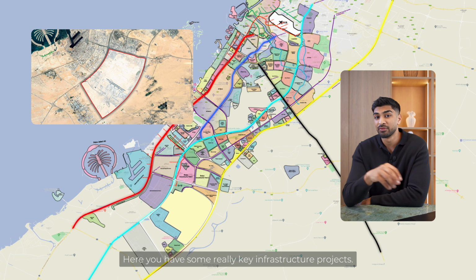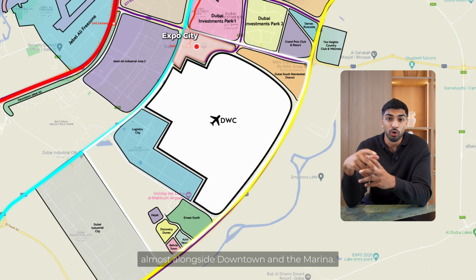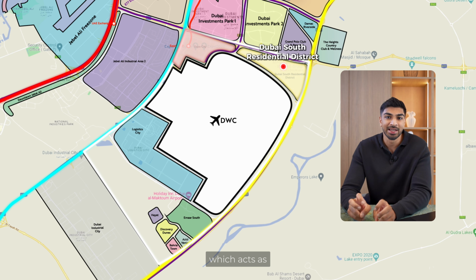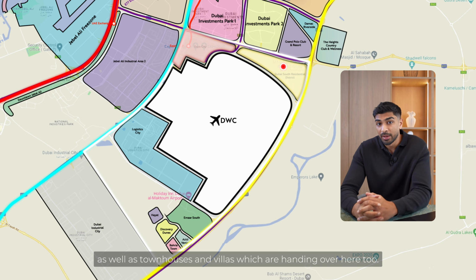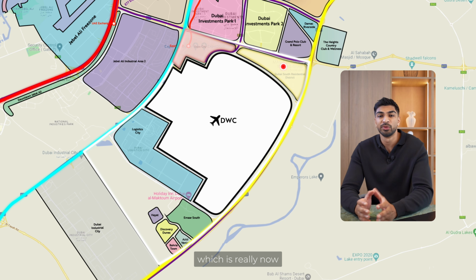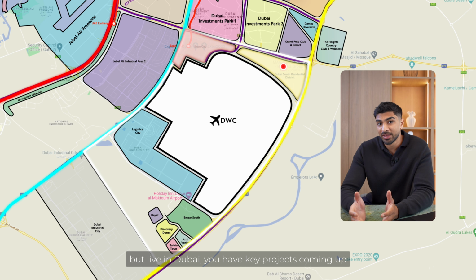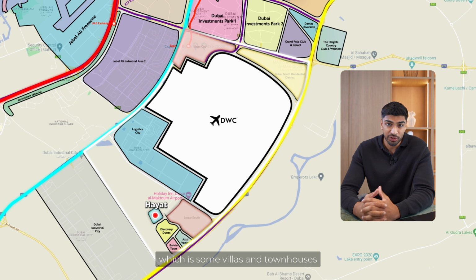Here you have some really key infrastructure projects. For example, you have Expo City, which will be the next city center of Dubai, almost alongside Downtown and the Marina. You also have Dubai South Residential District, which acts on a similar concept to the central suburbs, where you mainly have apartments, as well as townhouses and villas, which are handing over here too. And then on the other side of the airport, which is now even benefiting from people who want to work in Abu Dhabi but live in Dubai, you have key projects coming up. For example, Emaar South, which is semi-completed with some more phases handing over, and a government project called Hayat, which is villas and townhouses handing over in the next 3 to 4 years.